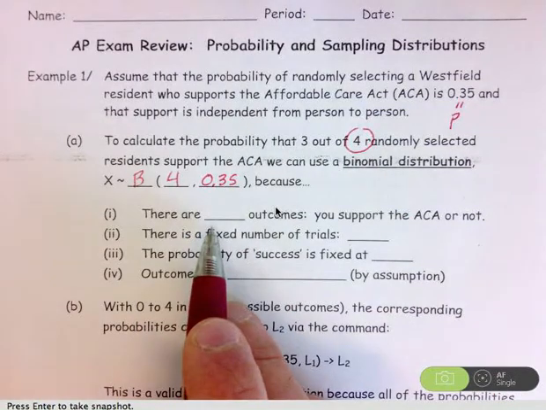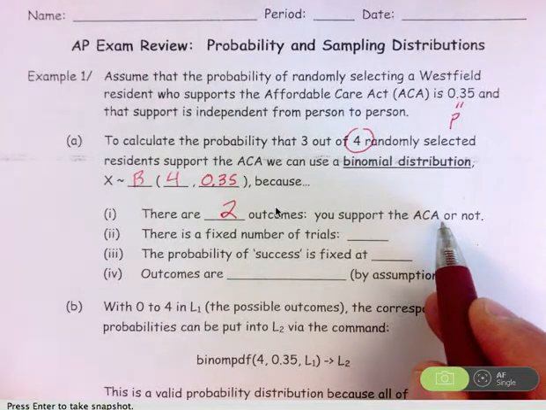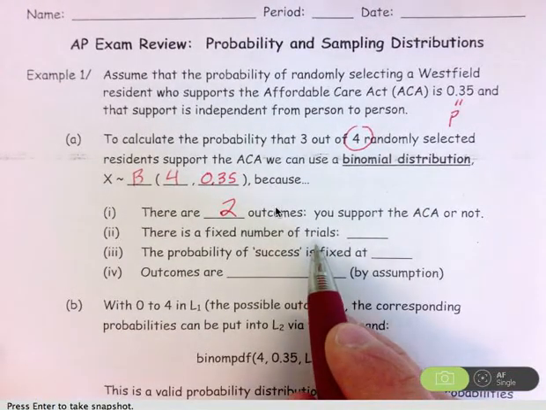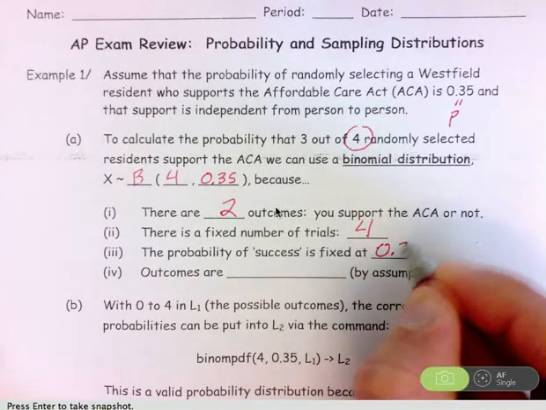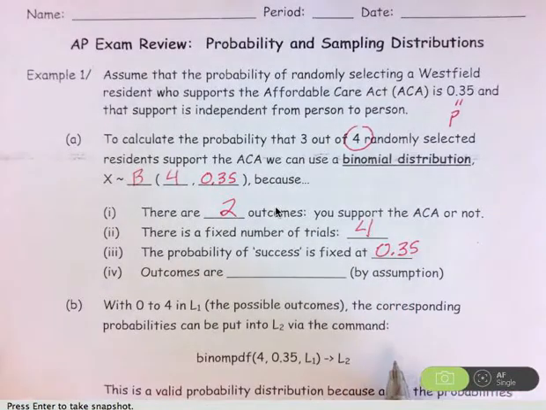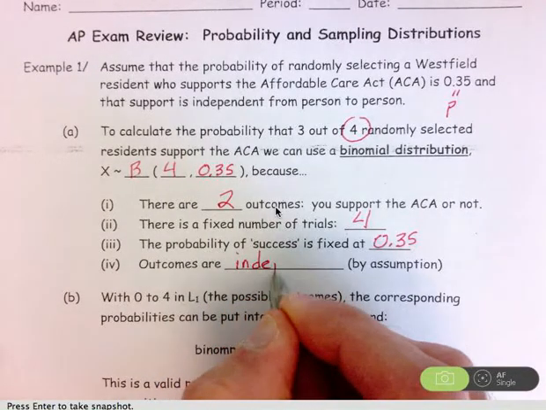There have to be only 2 possible outcomes: either you support or you don't support the Affordable Care Act. There has to be a fixed number of trials, that is 4. The fixed success probability is 0.35. And then by assumption, the outcomes need to be independent of each other.